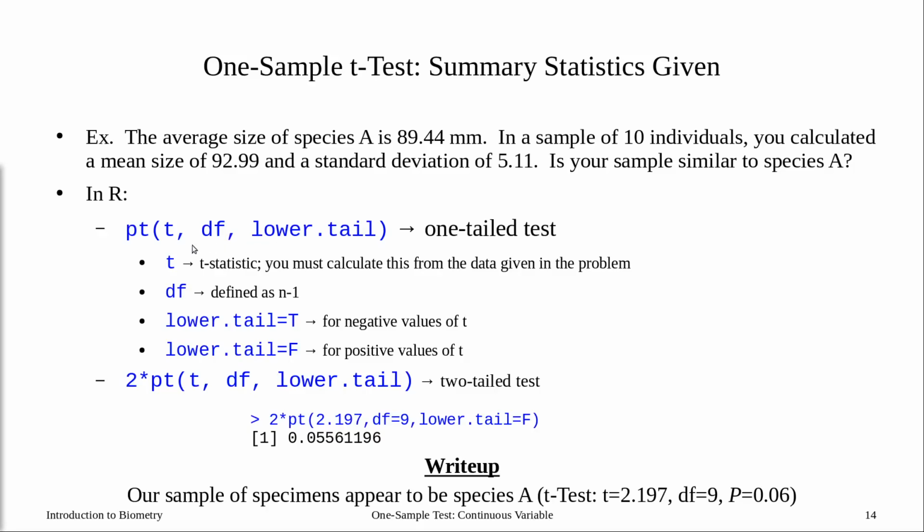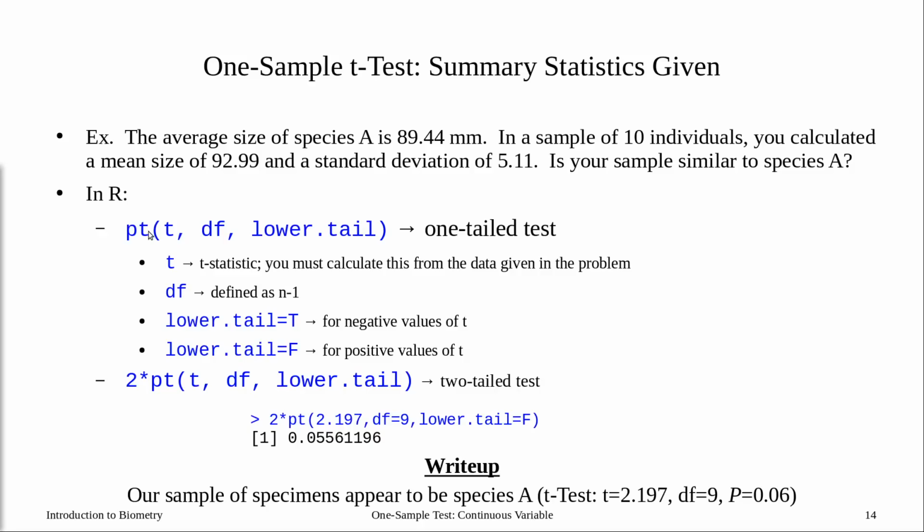If you can remember this, you'll be okay. If the t observed that you calculate is negative, then you will use lower.tail equals TRUE. If the t observed is a positive value, then use lower.tail equals FALSE. So if it's negative, we're going to the left of that value. If it's positive, we're going to the right of the value. Now this is for a one-tailed test.